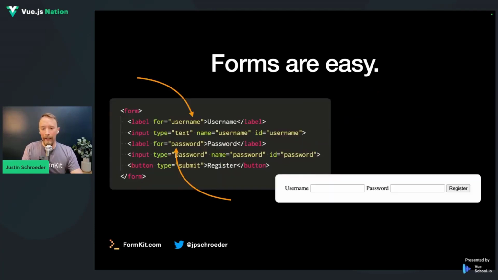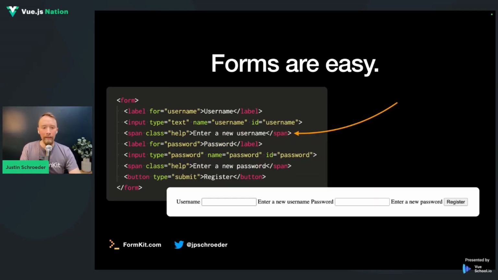And now here's our form. We've added our for attributes, and we've added IDs to our 2 inputs, and now we have a good form, right? Well, we should probably add some help text because it turns out this is a registration form. So it's better to say something with your input like you need to enter a new username so people don't think they're logging in. Okay, so let's slap some help text on here. We've got a span for type help and wrote a little bit of help text.